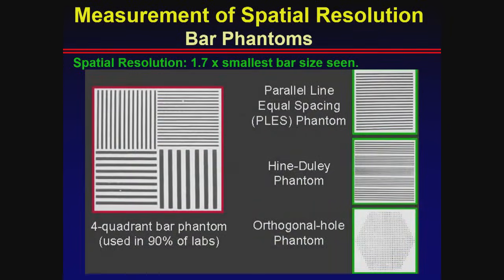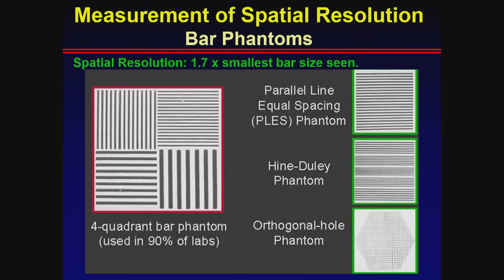We also look at linearity in terms of a bar phantom. What we do here is we put a bar phantom on the camera head, and we have a point source, and we look at how well we can discriminate these bars. Okay, so we want to be able to discriminate the least distance between these bars. So this would be terrible resolution. This would be better. This would be better still.